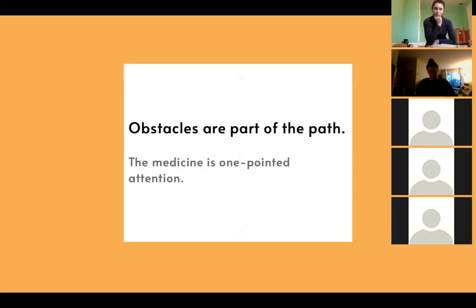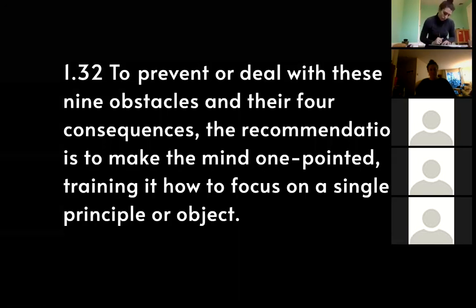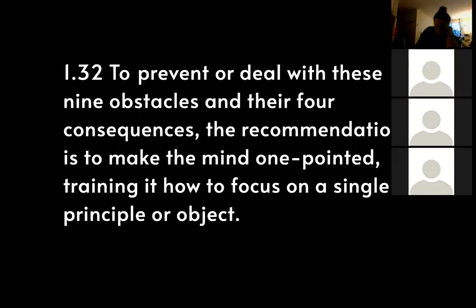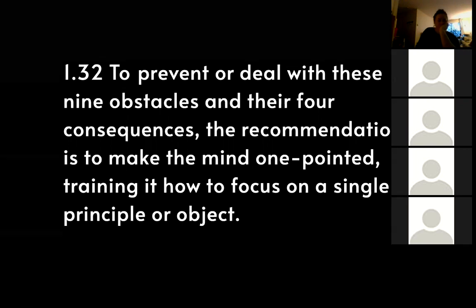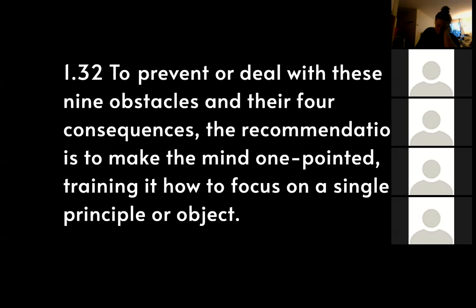Now, they're in here because it's obviously part of the path, right? The next sutra says that to prevent or deal with these obstacles and the four consequences that come with them, the recommendation is to make the mind one-pointed, training it how to focus on a single principle or object. Right? So now, with the ones we've looked at, we have an idea of what yoga is and what prevents us from being there, misidentification. And now we're looking at how to practice it. Make the mind one-pointed. Focus on one thing.